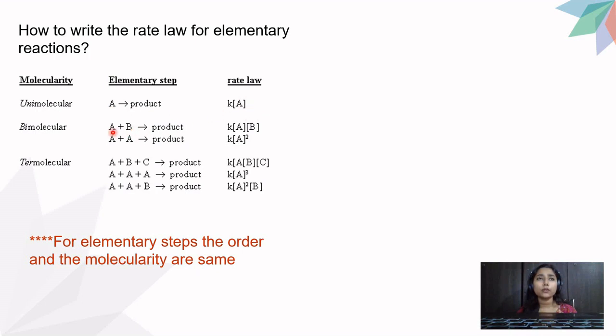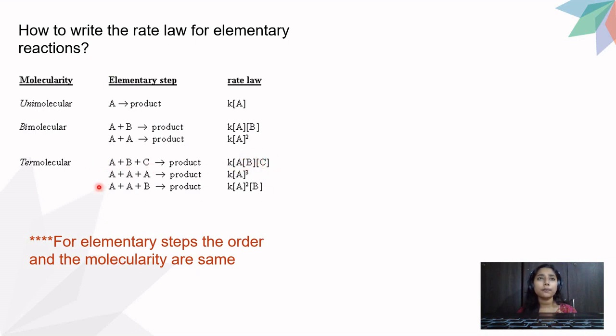Here the molecularity was 1 for A, so the order is 1 with respect to A. The molecularity of B was 1, so the order with respect to B is 1. Okay, there are 2 molecules of A, so the order becomes 2 because 1 plus 1 becomes 2. Okay, your molecularity with respect to A is 1. Similarly here also the order with respect to A is 1. B is also 1.